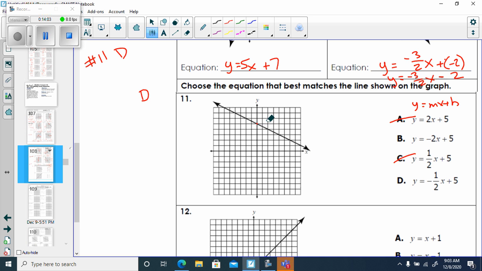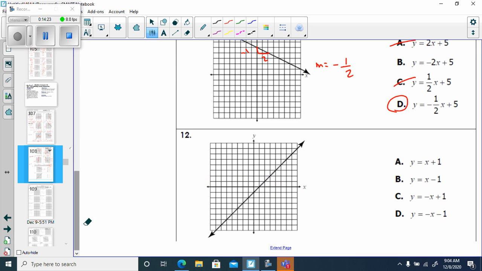Now let's find 2 points that cross on grid lines. There's 2 points that are on grid line. That's down 1 and in the positive direction 2. My slope is negative 1 over 2. Okay. That would have to be this one here. Slope is negative 1 over 2. And then let's look at number 12. I'll show you easy ways to get there.